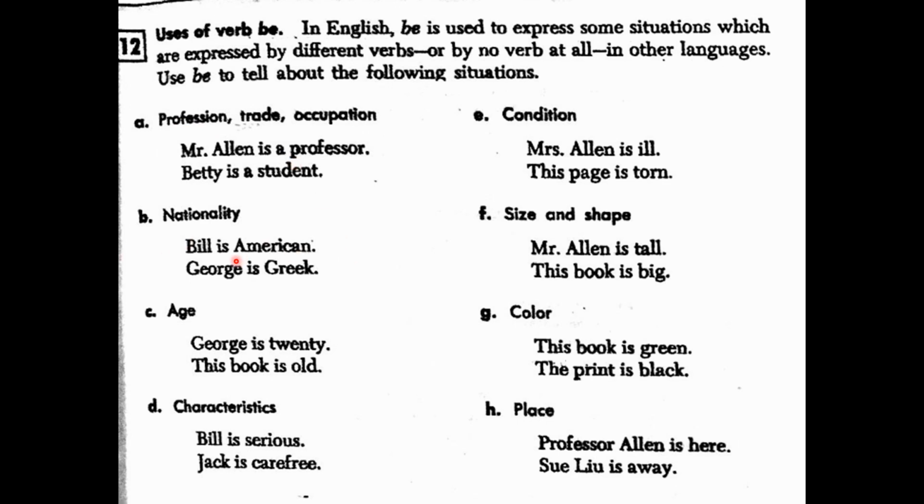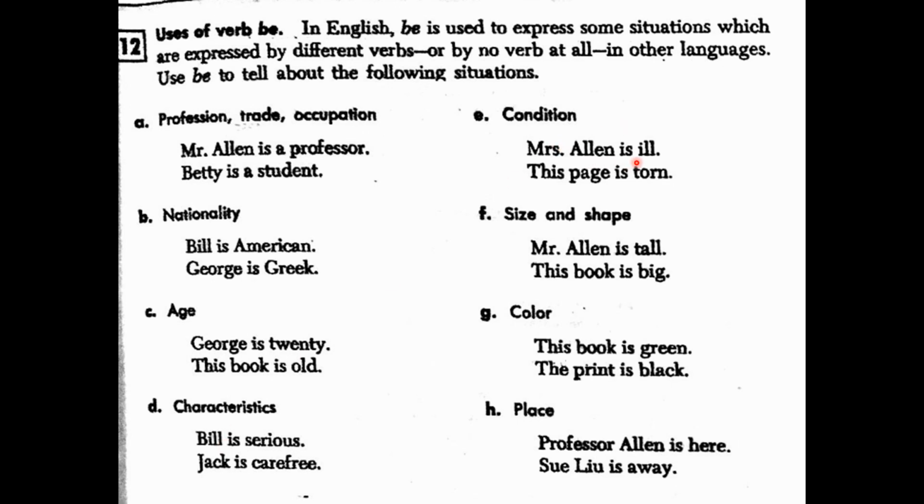Nationality. Bill is American. George is Greek. So both American and Greek refer to nationality. Age. George is 20. This book is old. So 20 and old are related to age. Characteristics. Bill is serious. Jack is carefree. So both adjectives, serious and carefree, are related to the nature of Bill and Jack. So they are types of characteristics.